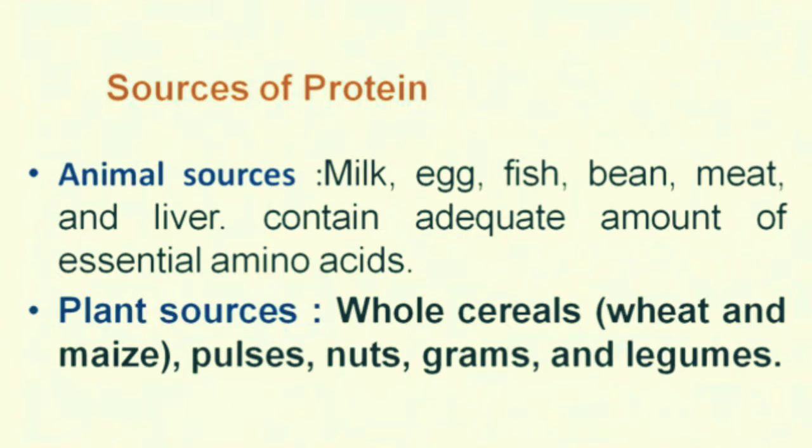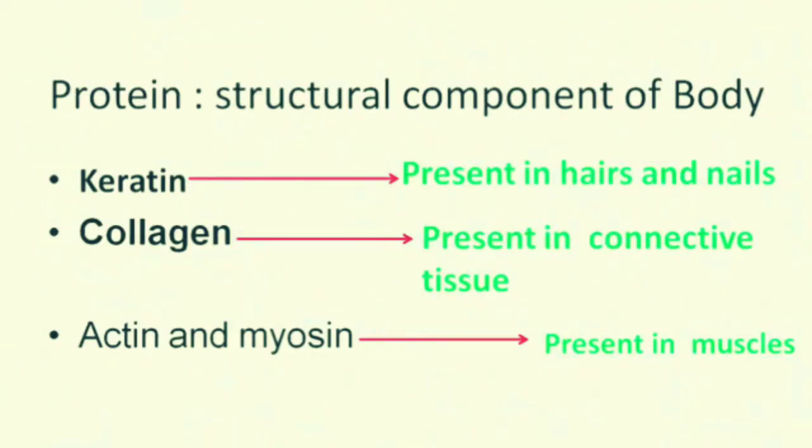And the plant sources can be whole cereal grains, pulses, legumes, nuts, etc. Protein, the structural component of the body. Keratin is found in hair and nails. Collagen is found in the connective tissues. Actin and myosin are present in the muscles.